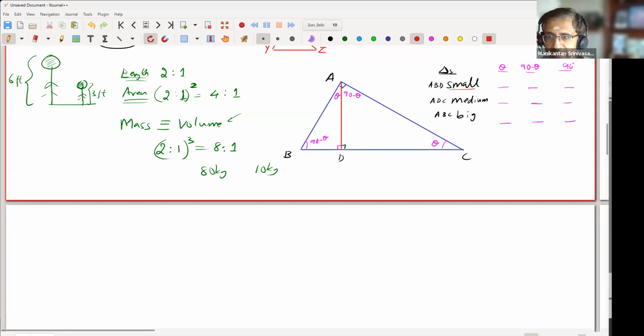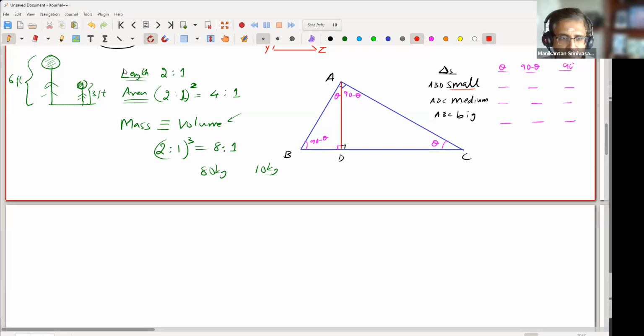In the small triangle, what is the side opposite to theta? The 90 degree one. No, I'll fill one for you so that all of you are clear. So I'm saying it's BD. In the small triangle, which is ABD, the side opposite to theta is BD. Does it make sense?